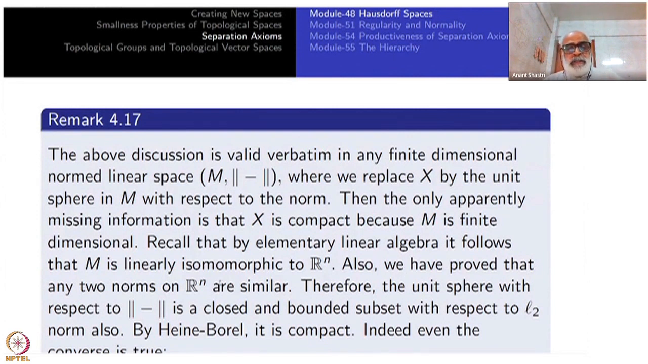Therefore, whatever norm it is, the unit sphere with respect to this norm is a closed and bounded subset with respect to the L2 norm also. In the L2 norm, closed and bounded subsets are compact by the Heine-Borel theorem. So there is nothing missing. There was an apparently missing piece of information, but everything is available.